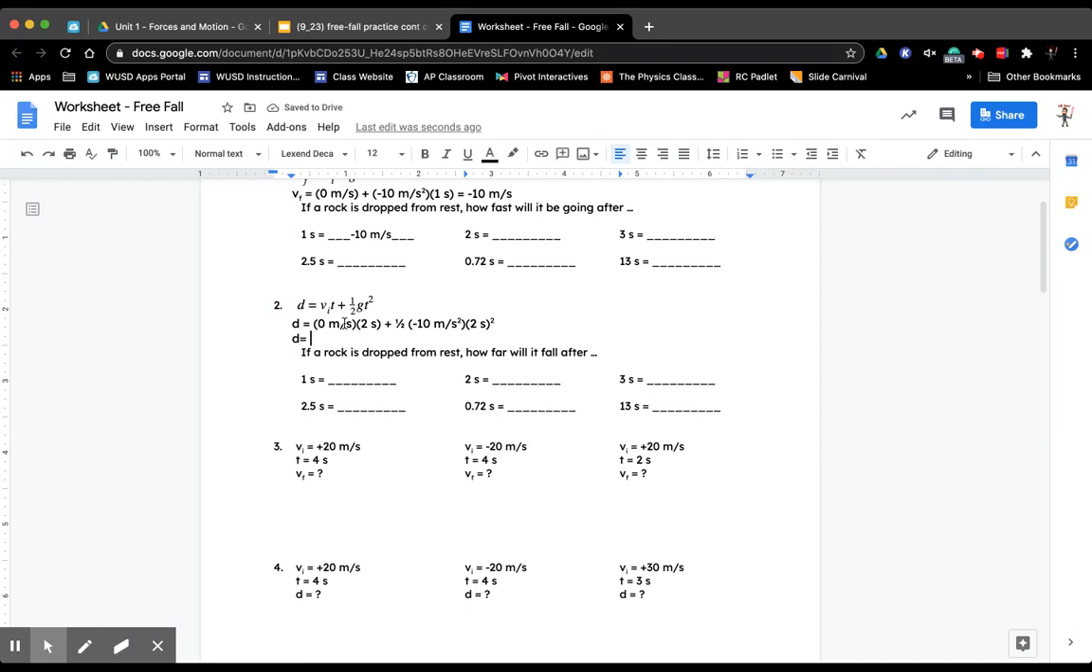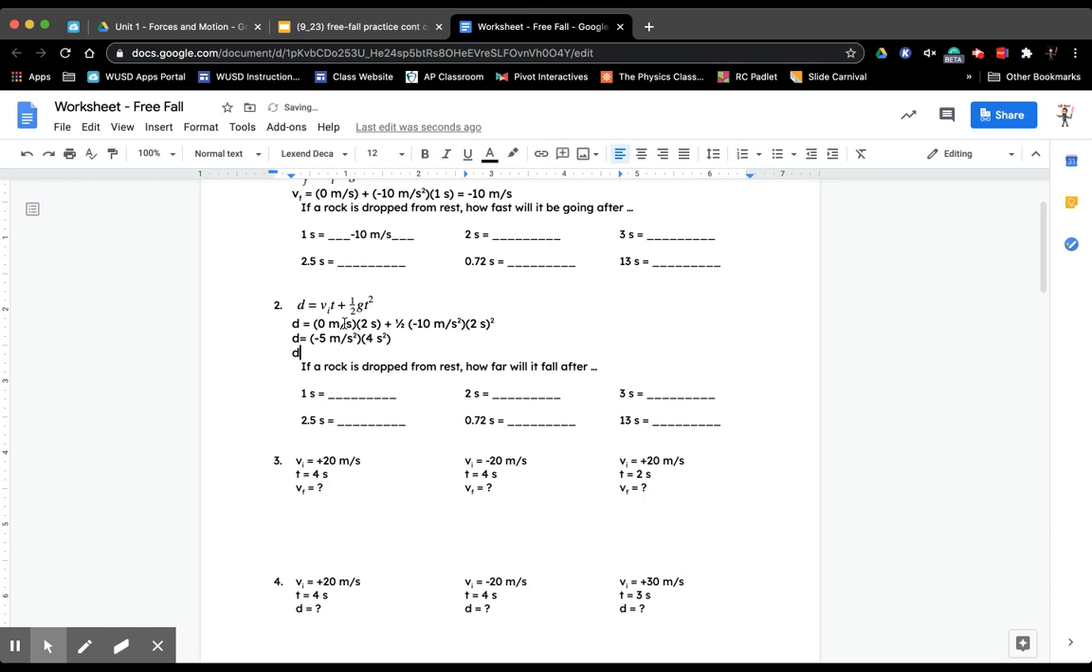The first term, 0 times anything, cancels. So it's just going to be 1/2 times negative 10, which comes out to negative 5 meters per second squared, and then multiplied by 2 squared, so that'll be 4 seconds squared. You'll notice that it's seconds squared divided by seconds squared, so the units are just meters. So displacement is equal to negative 20 meters. We did 2 seconds, so we can go ahead and put negative 20 meters.